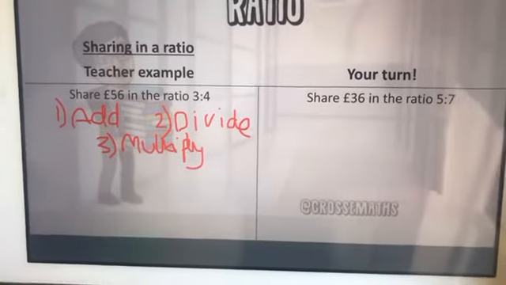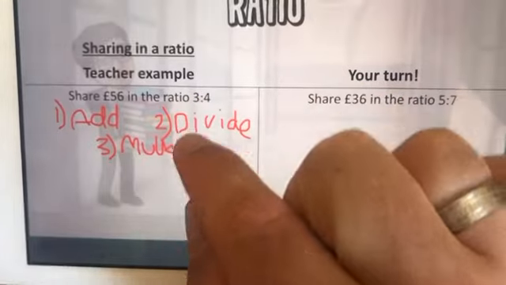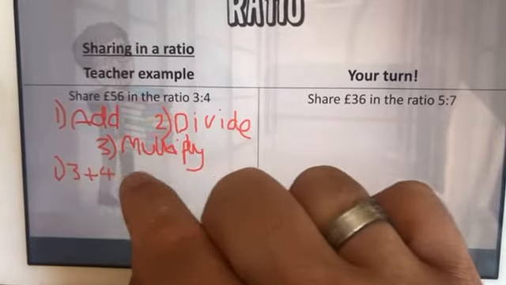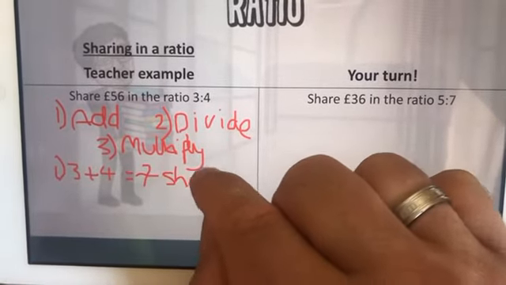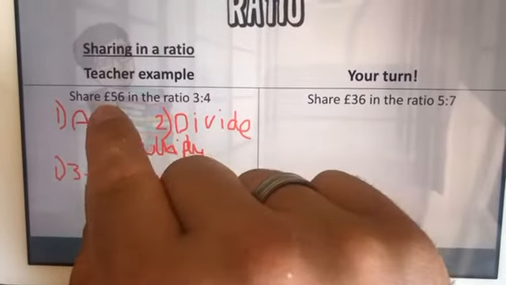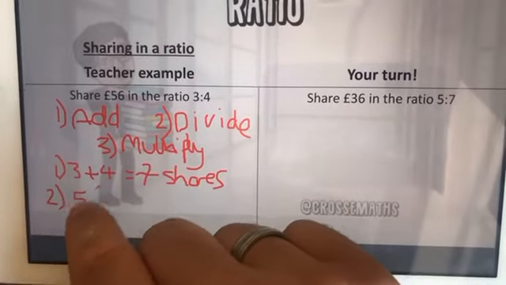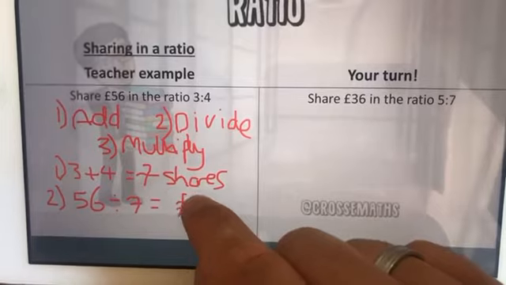Apologies for my handwriting. So, I want to add the ratios together. So my ratios in this case are 3 to 4. So step 1, 3 plus 4 gives me 7. So altogether I got 7 shares. Okay, then I'm going to divide. So I'm going to divide the amount of money by the total number of shares. Each share is worth £8.